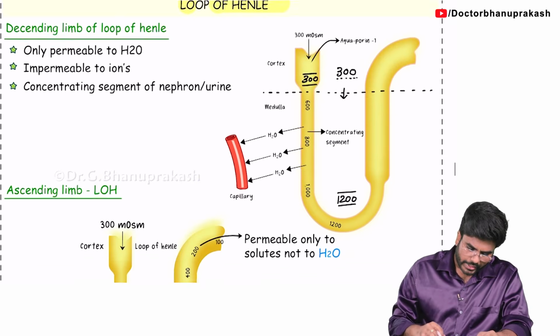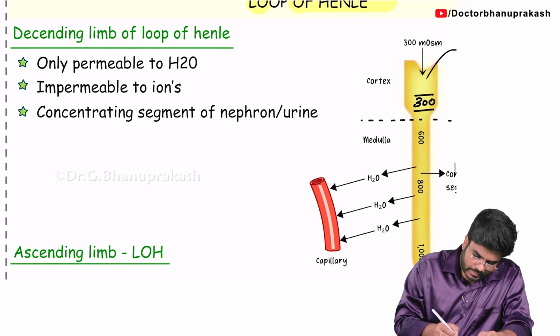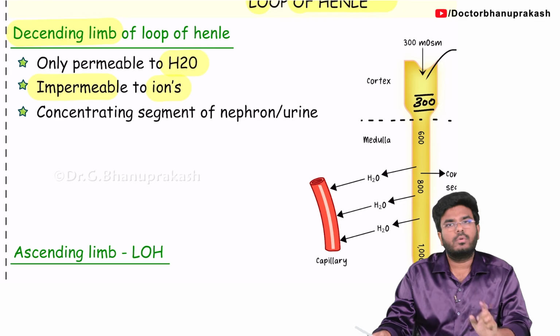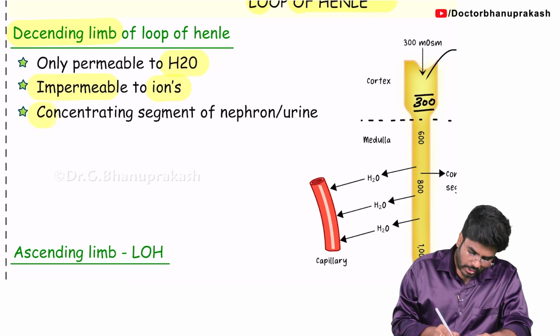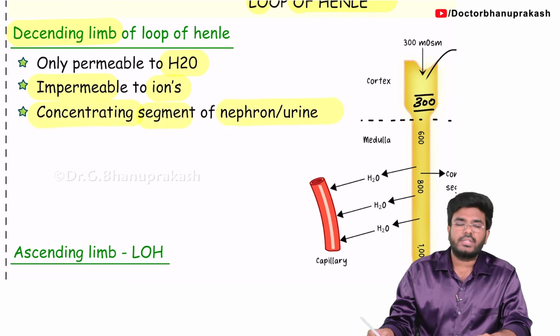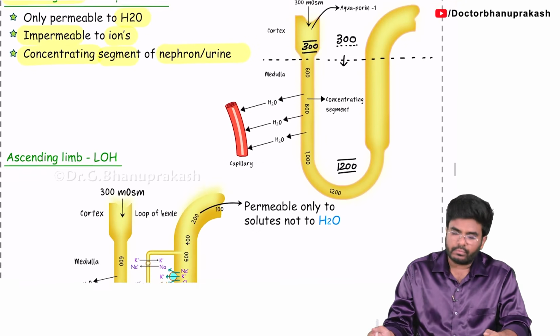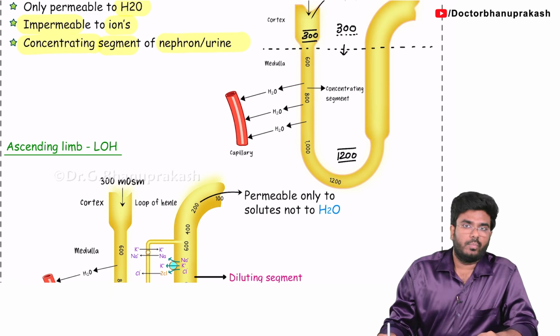Done. So look at all these important points one by one. Descending limb: only permeable to solvent, that is water. Impermeable to solutes, no ions are getting reabsorbed. It's called a concentrating segment of the nephron because the urine is getting concentrated. Done. So with this, what have we successfully completed? We have completed the descending limb of loop of Henle.